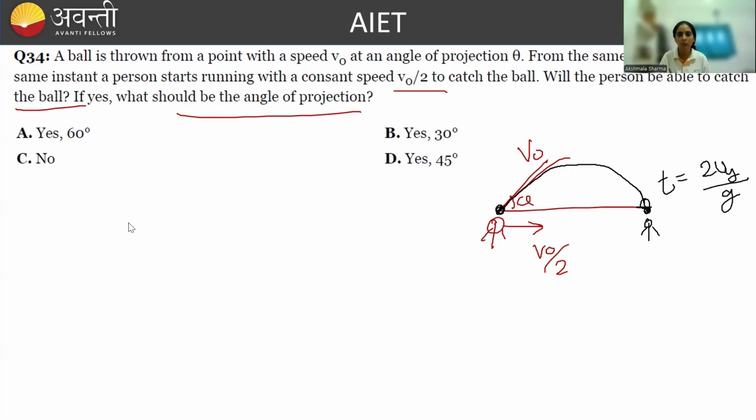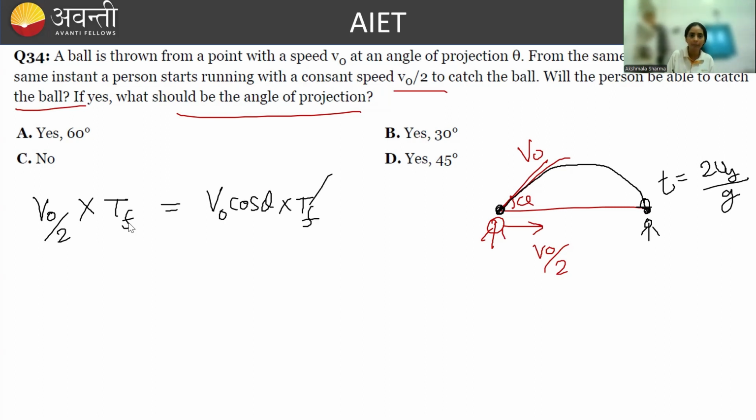So, in the time of flight, v0/2 into time of flight should be equal to the speed of this ball in the horizontal direction, that is v0 cos theta into time of flight. These two should be equal, right? So if you cancel it here like this, we are getting some value of cos theta, it means it is possible, right? So theta is equal to 60 degrees.